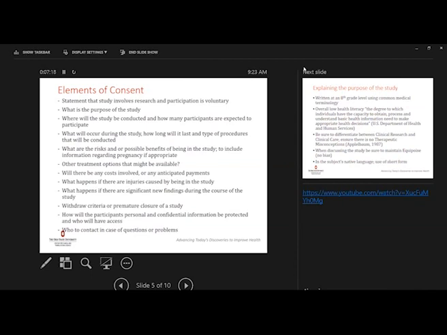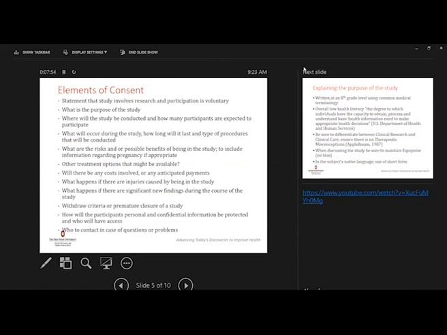How will participants' personal and confidential information be protected and who will have access to it? That one there is a very big issue currently with all of the data that we are collecting and storing and using to feed the artificial intelligence, and also hacking. How are we going to protect their information? Will it be identified, de-identified? Who's going to have access to that?